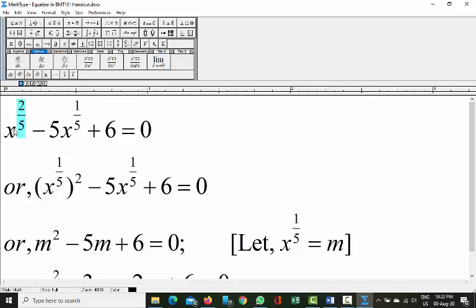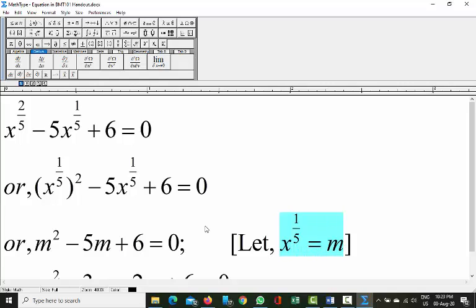So we can write this x to the power 2 by 5 as this one. We can write 1 by 5 multiplied by 2. So we can write it like this way, 1 by 5 multiplied by 2. And then we can write these two separately, like this. So x to the power 1 by 5, whole power 2. And then this. Now suppose x to the power 1 by 5 is equal to m.